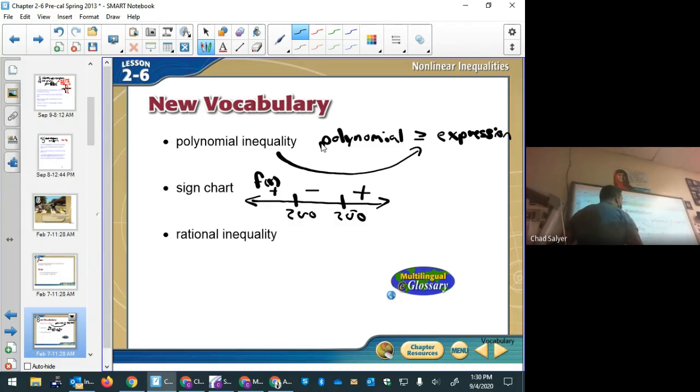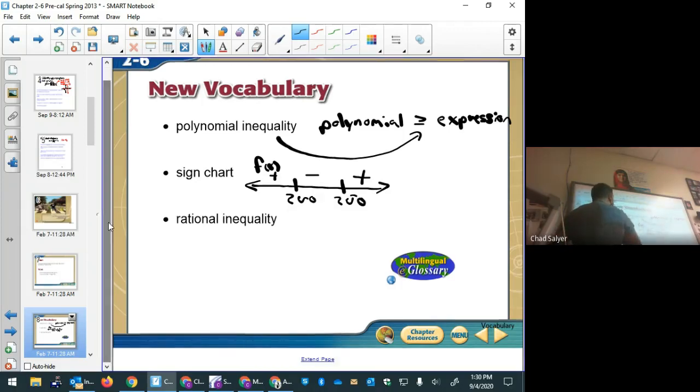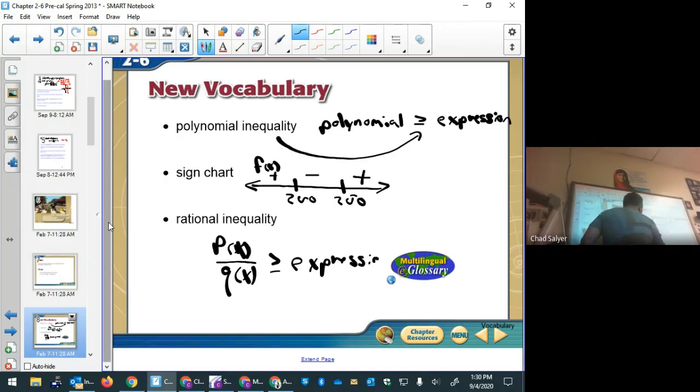A rational inequality, just like a polynomial inequality, will have a rational expression. So some polynomial p of x divided by some polynomial q of x, and we're relating that to some expression with some inequality symbol. It doesn't matter which one. So a rational expression related to some other expression with an inequality symbol. And the other expression can be anything. As long as it has at least one rational expression, it's a rational inequality.